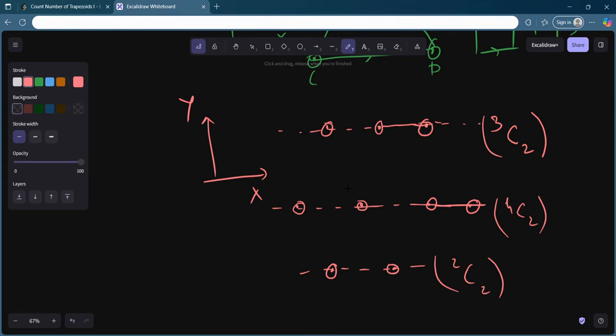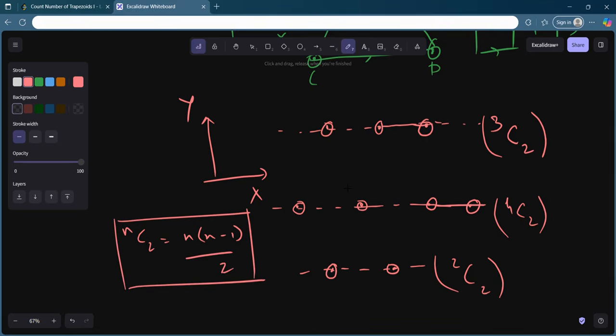If you try to form a connection between this line and this line, let me just tell you, nC2 you can easily calculate using n into n minus 1 by 2. I hope you already know this. You can prove it easily using the nCr formula. You can just go ahead and check that out. So nC2 is given by this, and I understand that there are this many pairs of selection.